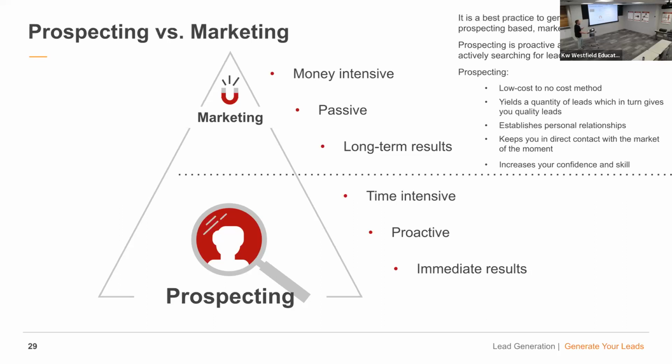It's best practice to generate leads through a prospecting-based, again, that's why it's the bottom of the pyramid, prospecting-based, marketing-enhanced approach. Meaning, especially as a new agent, I am not going to go out and say, I'm going to buy a billboard. That'd be really dumb, right? I'm going to go out and hammer the doors or the phones or the Facebook, the Instagram, whatever, and I'm going to get immediate results from that. And as I do that over time, I can begin to add marketing to my stack to enhance my prospecting efforts.